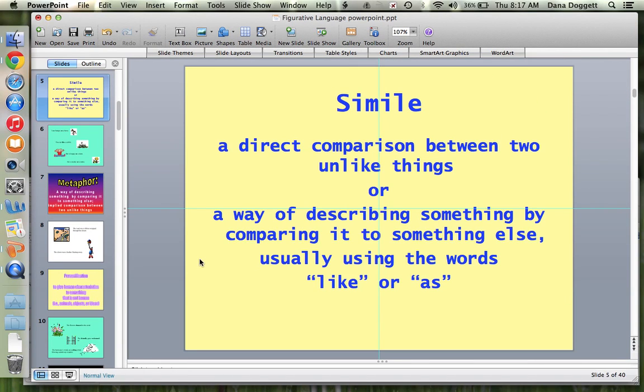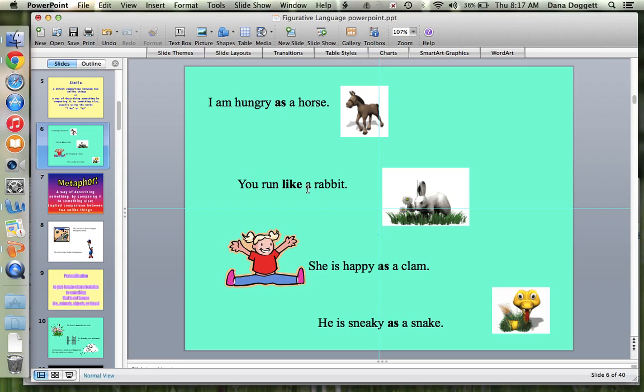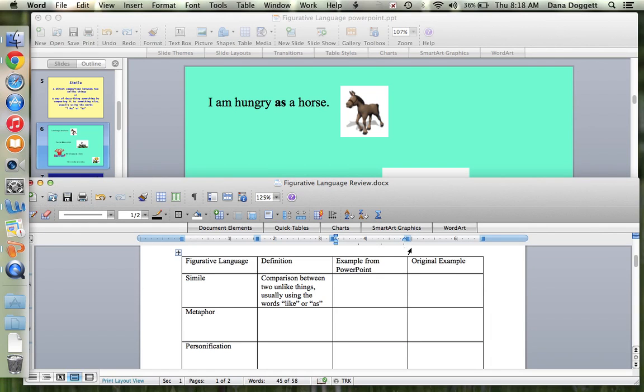Now I'm going to move on to the examples. So in our PowerPoint, we have 4 different examples. I am hungry as a horse. You run like a rabbit. She's happy as a clam. He is sneaky as a snake. So on your chart, you would go back and you would write one of these examples. I'll just write the first one.